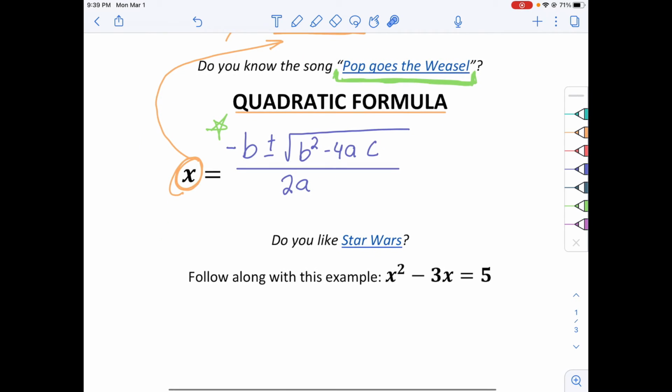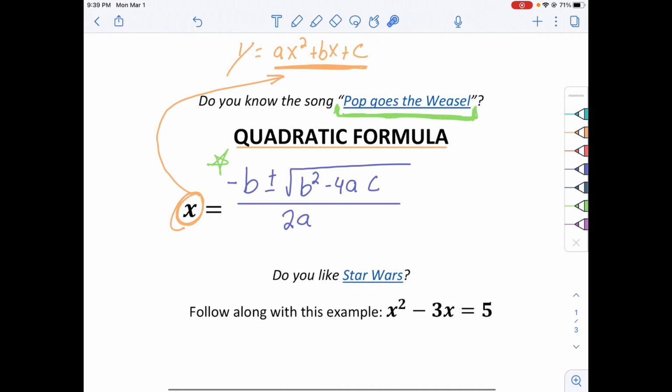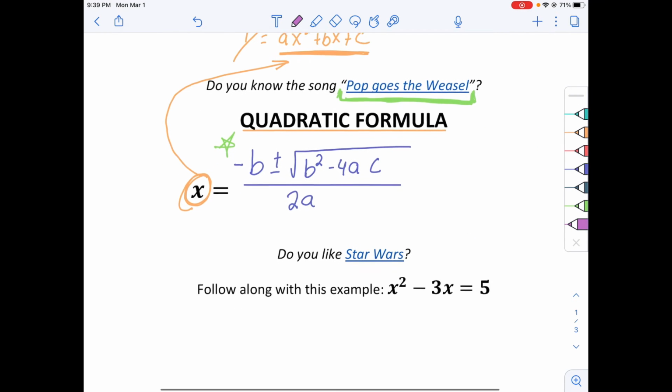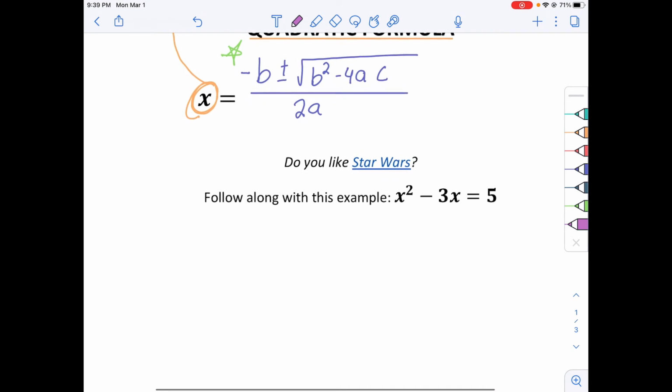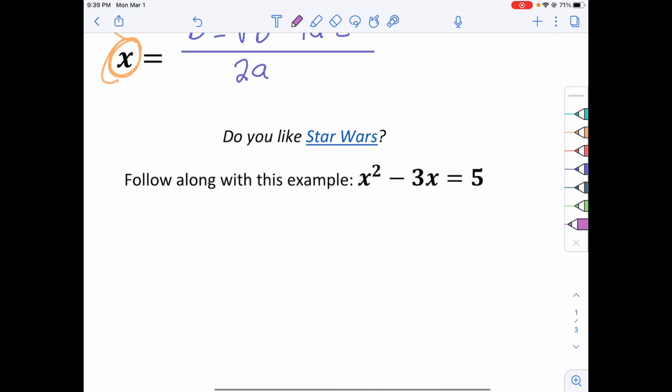So those are the quadratic formula songs. My singing is horrible. If you want to listen to someone who's better than me, go to YouTube. I'm sure there's plenty of videos and probably different songs that you can use to memorize the quadratic formula. Anyway, let's do an example of actually using the quadratic formula to solve for x.